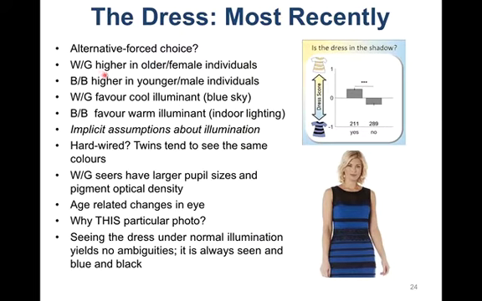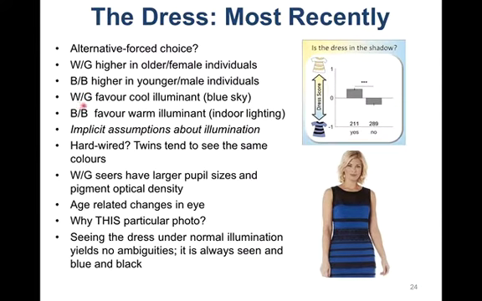It's been shown that white and gold is higher in females, particularly females who are older. So individuals who are older and individuals who are female tend to see white and gold. And then the opposite is true. Black and blue is higher in individuals that are younger and individuals who are male. So that might explain why 2/3 of our class, right? We were in line with this. You guys are relatively young, and some of you are male, and so that might account for the higher proportion of black and blue perception in our class.